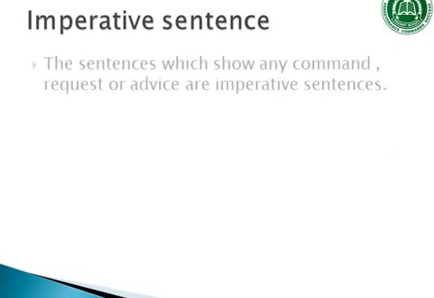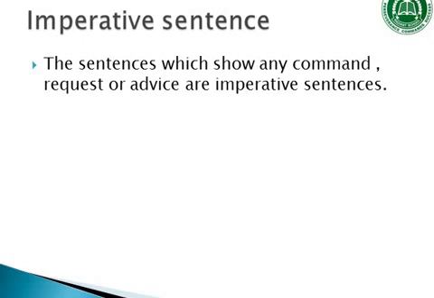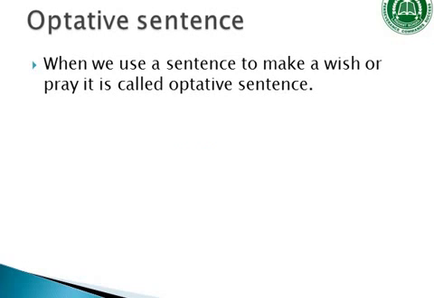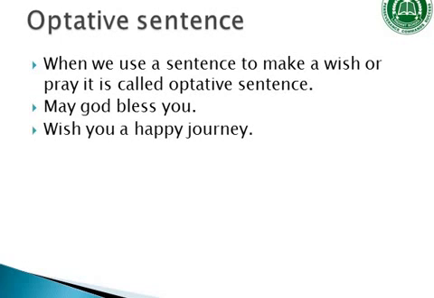The sentences which show any command, request or advice are called imperative sentences. Do not disturb me. Leave the room. They start with a verb. When you use a sentence to make a wish or pray, it is called an optative sentence. May God bless you. Wish you a happy journey.